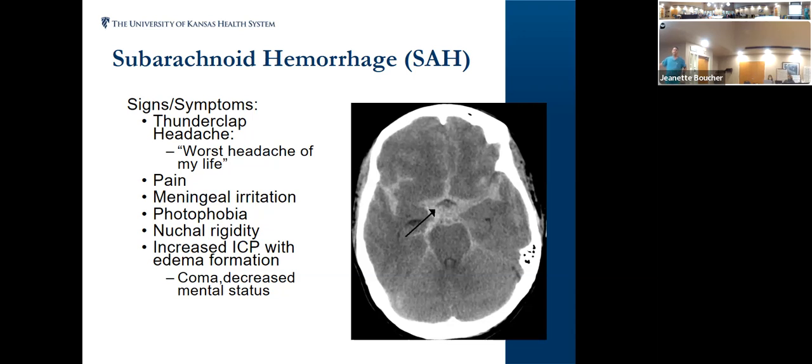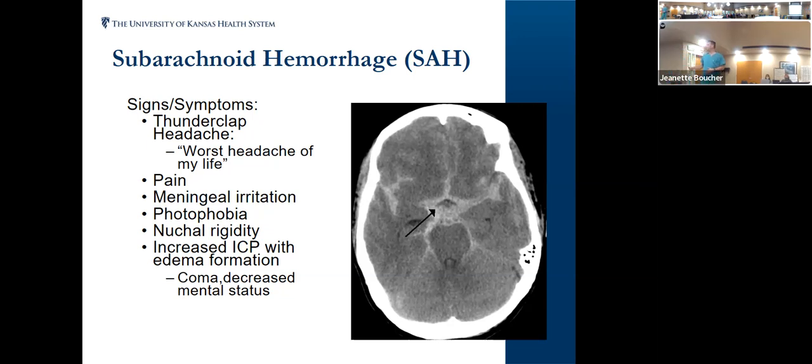Definitely with the pain. Irritation or pain with moving the neck, the back, as all those meninges get irritated. Light may bother you. You can start getting increased intracranial pressures.